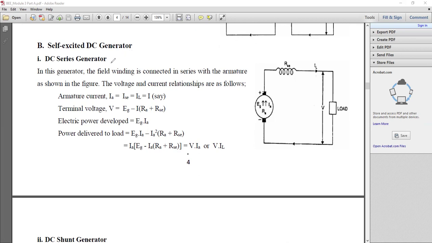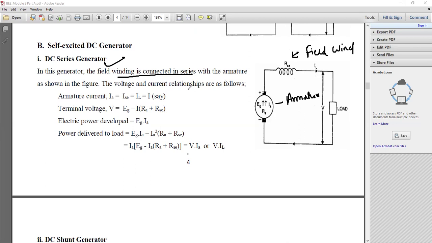First one is known as the series generator, DC series generator. In this particular circuit, this is your armature, and this is your field winding. Armature and field windings are connected in cascade or series. That is why it is known as a series generator. So the current flowing through the load, the field and the armature are identical, because all are connected in series.